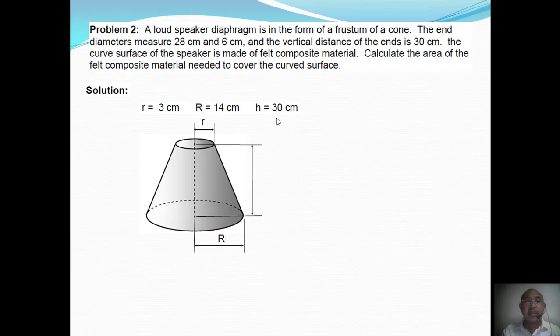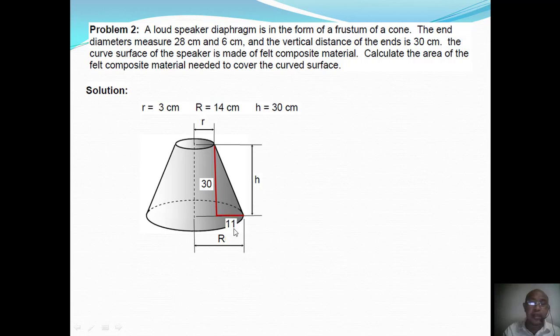So calculate the area of the felt composite material needed to cover the curved surface. So this is the surface area, no? So the amount of material needed corresponds to the curved surface area or the lateral area of this frustum here. Okay. So the height is 30. So this is 30 here, no? Then the difference between 14 and 3 is 11. So this is 11 here.